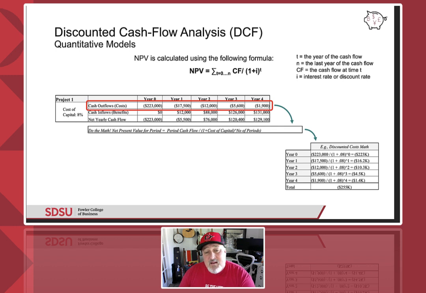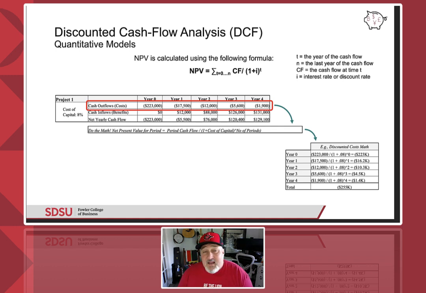So for each year, I'm going to do the math, and I'm going to get a result of, in year one, $17,500 divided by 1 plus 8%, which is the discount rate provided by finance. The exponent is 1 for the first period. That equals $16,200. So if $17,500 a year from now is worth $16,200 today. And I go down the row and I do that for each of the years.